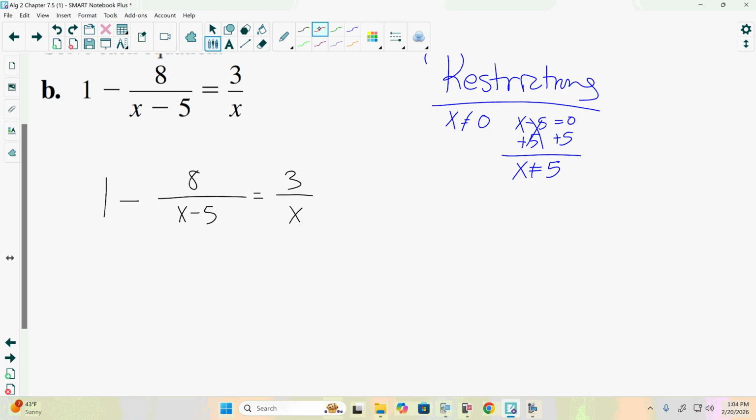Now looking at the equation, what do we need to multiply everything by? X minus 5. And we have to multiply everything. The reason we're multiplying it is so that the x minus 5 under the 8 will simplify out. What else? X. And we're doing that so that the x on the right will cancel.